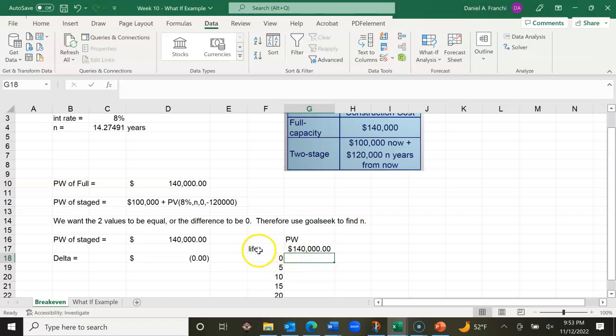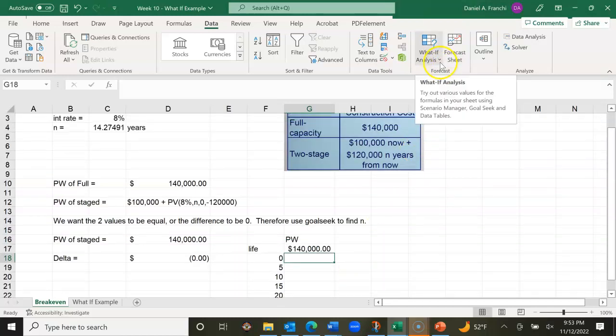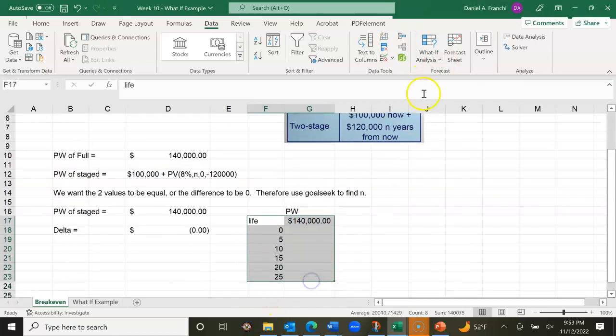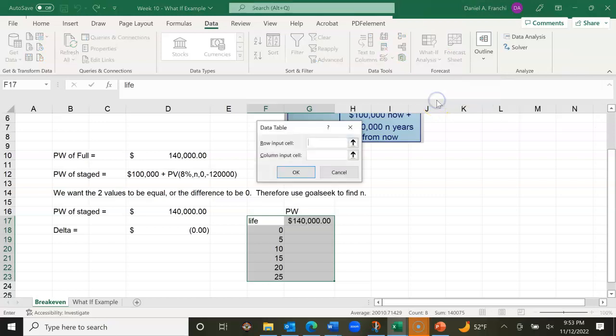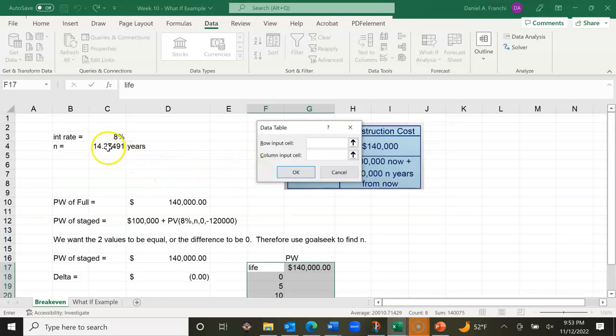And now what we can do is we can use a data table. And so we're going to highlight our data table, what if analysis, data table. Our column input cell is going to be, we don't have a row input cell. Our column input cell is going to be our life. And this is the variable that's referenced in this calculation right here.